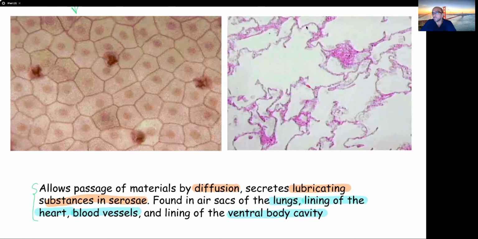If you remember, simple squamous epithelium is going to be responsible to allow diffusion, and to form the lubricating substances in the serosa. It is going to be found in the air sacs of the lungs. It is going to be found lining the chambers of the heart, blood vessels, and the ventral body cavity.